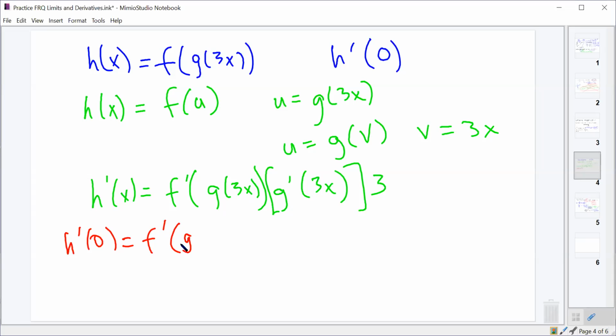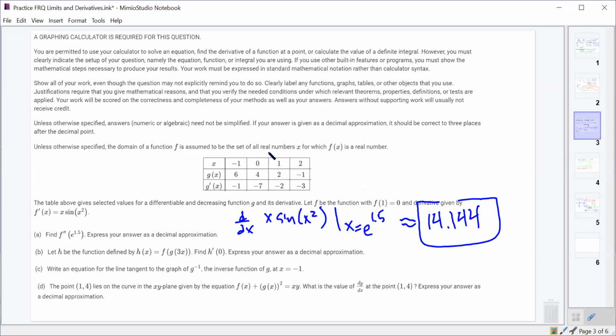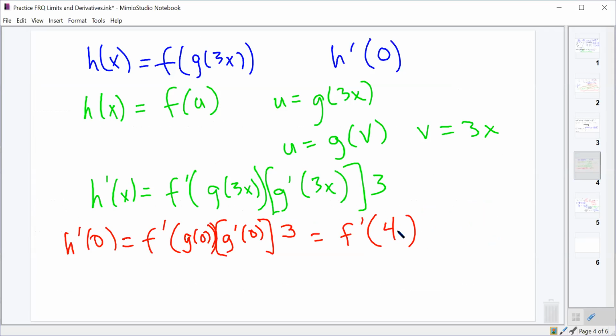h prime of 0 ought to be f prime of g of 0 times g prime of 0 all times 3. And how are we going to evaluate that? Well, this becomes f prime of something. What's g of 0? How do we find g of 0? Just head back to our chart that we had. What's g of 0? 4. So this is now f prime of 4.